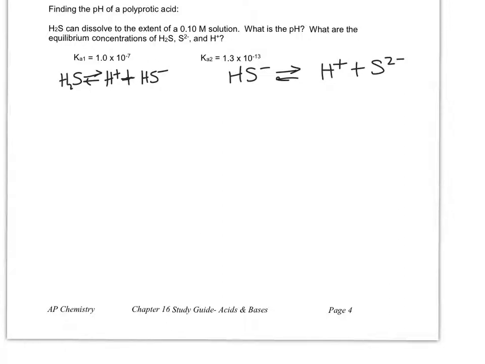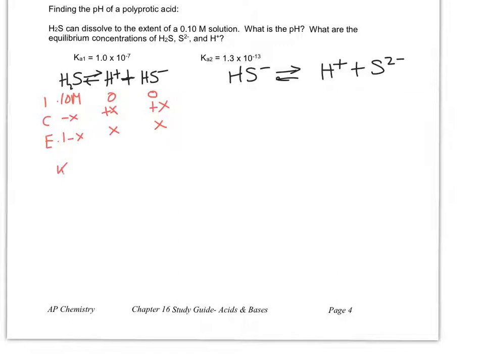So let's start with the first dissociation here. I'm going to start with an ICE chart. I know that my H2S is 0.1 molar initially, 0 and 0. I only have the Ka, so I'm going to use x's for the change. So minus x, plus x, and plus x. So this is 0.1 minus x, x, and x.